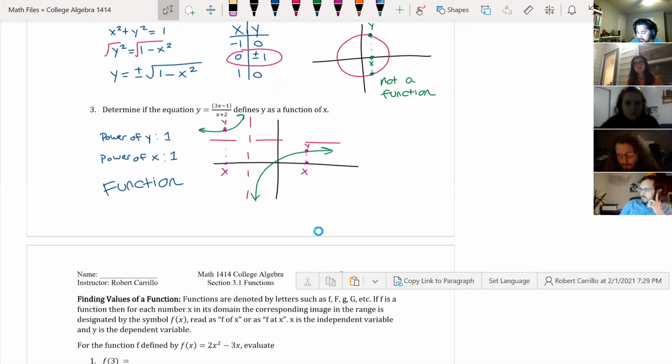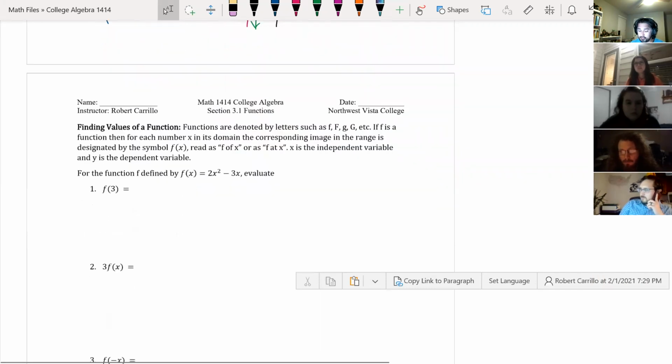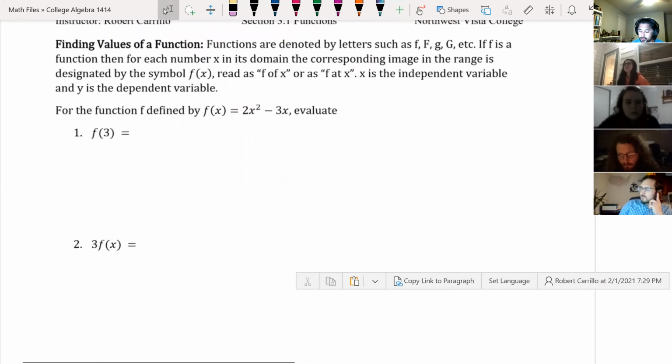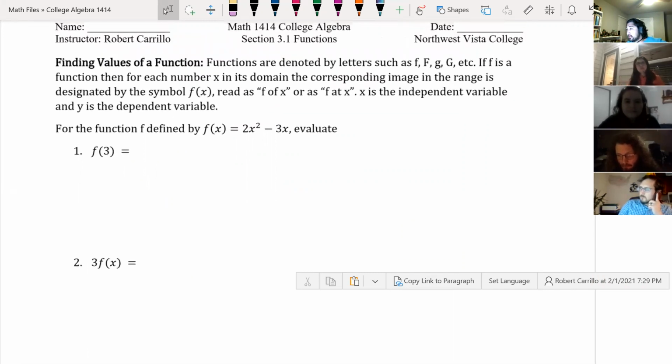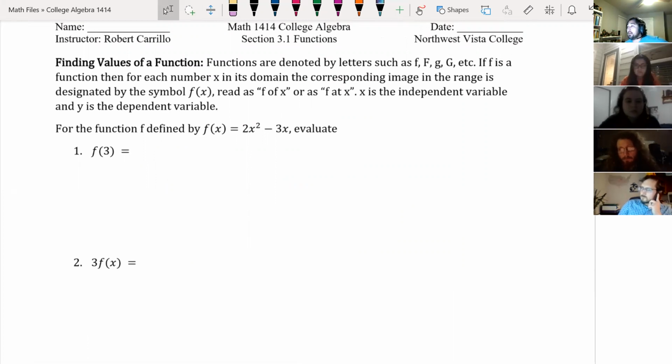Okay, so move on to the next one, finding values of a function. Functions are denoted by letters such as F, capital F, G, capital G, whatever you want to name the function. Choose a letter of your choice. If F is a function, then for each number x in its domain, the corresponding image in the range is designated by the symbol f of x, read as f of x or f at x. Remember that x is the independent variable and y is the dependent variable. So y always depends on the input of x. You input an x and the output's always a y.